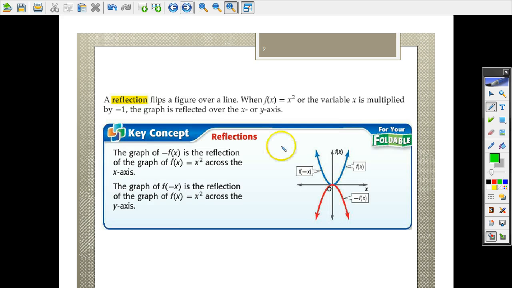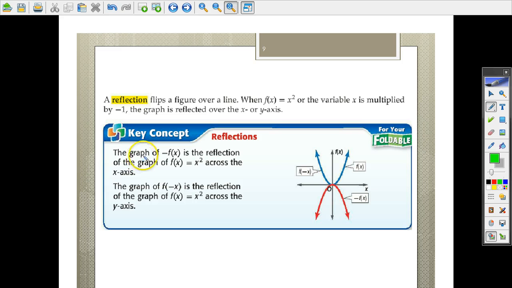Alright, welcome back. Now we'll move on to reflection. A reflection is just like a mirror. A reflection flips the figure over a line. It's not changing anything else, it's just flipping. Imagine it as a mirror, just showing the reflection. That happens when your parent function x squared, or the variable x, is multiplied by -1.